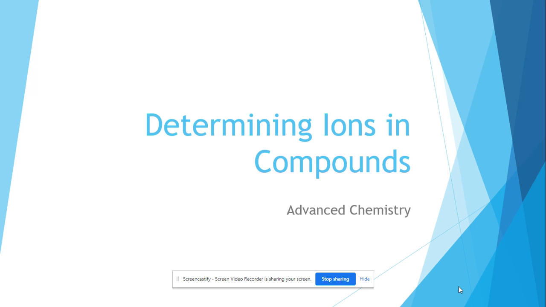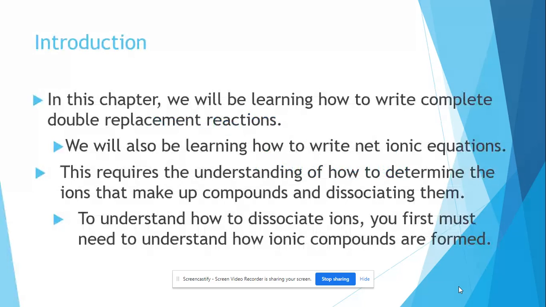Hey guys, today we're going to determine ions in compounds. We started to explain this last week when we were looking at a compound and how to dissociate it into its ions. And I noticed that you guys were struggling just a tad bit. So we're going to go ahead and do a whole lesson on it because it's very important to know how to do that for this chapter.